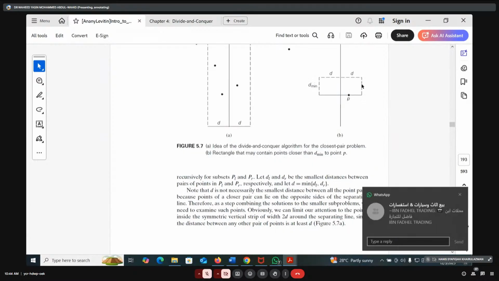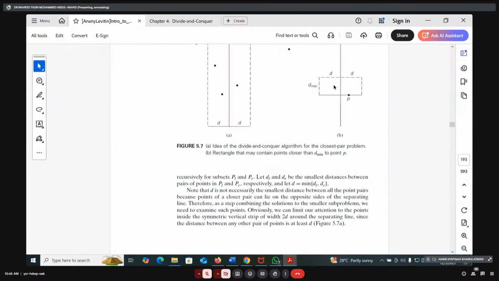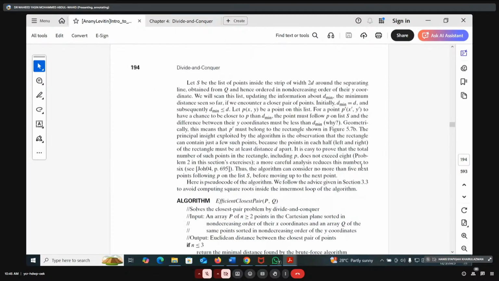We have 1, 2, 3, 4, 5, 6. Some of them make it 8: 1, 2, 3, 4, 5, 6, 7, 8. So they make it 8 points. Some of them make it 7. They said 1, 2, 3. They make it like this, and also divide the rectangle into multiple squares. A more careful analysis reduces this number to 6.